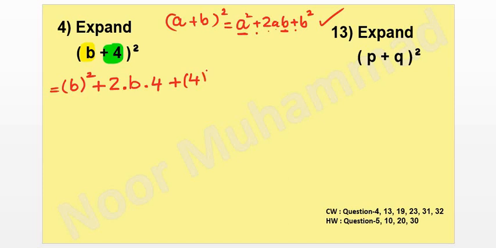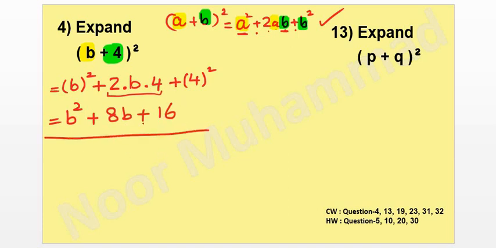So 4 squared. It means that all the yellows are the first terms and all the greens are second terms. So wherever you have the green color, you will put this 4 over there. Where you have the yellow color, you will put b over there. Now solve it. This one will become b squared plus, now what is the answer for these? It will be 2 times 4 is 8b plus, what is the answer of 4 squared? It's 16. Okay, this is the new method with the help of the formula.